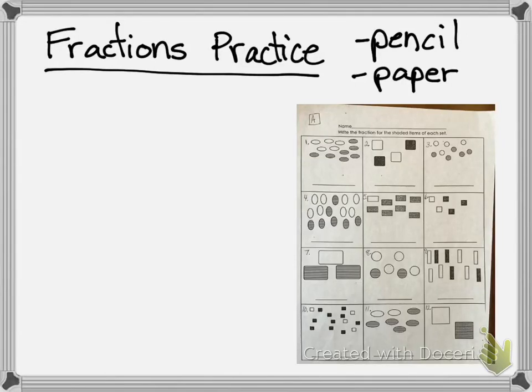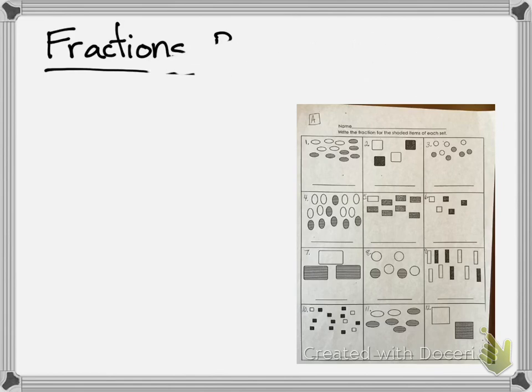All right, today we're going to do a very simple practice on just identifying fractions. So please go get a pencil and a paper, pause the video, and we'll start when you get back. All right, now you should have your pencil and your paper, and off we go.